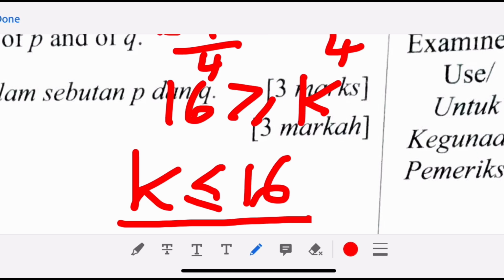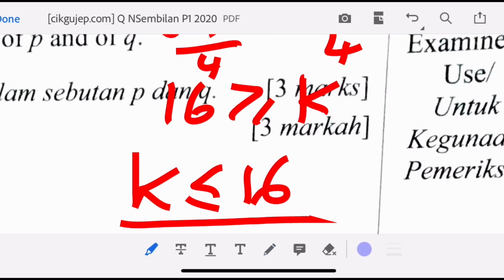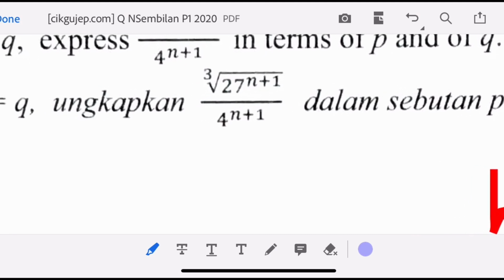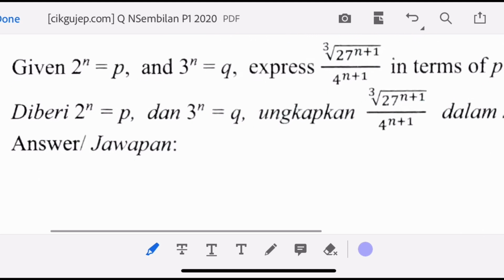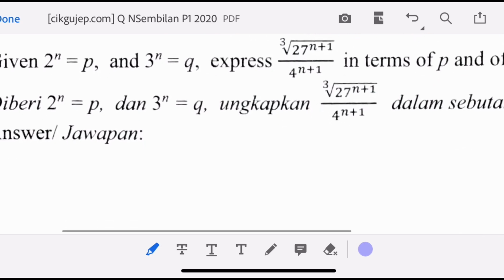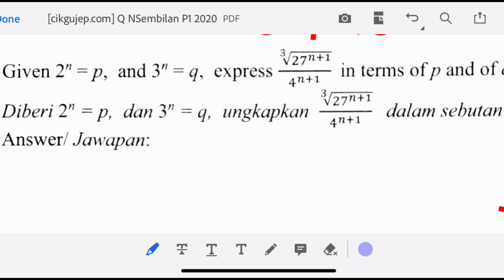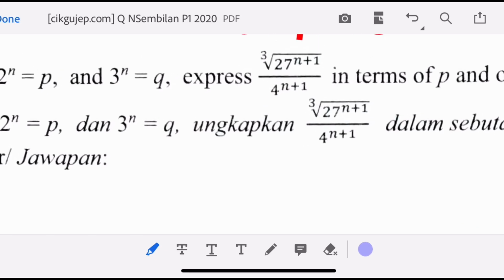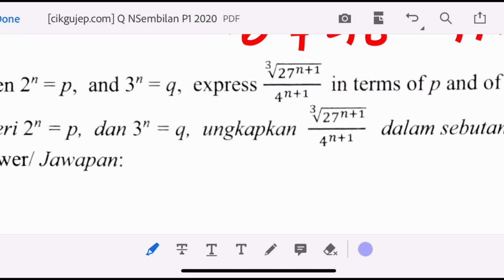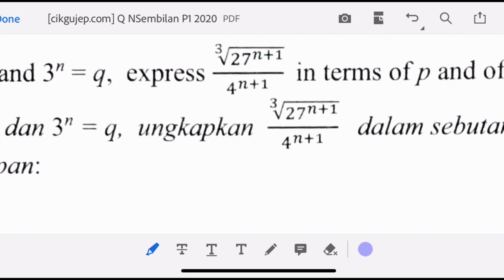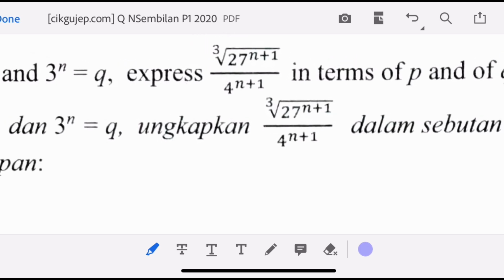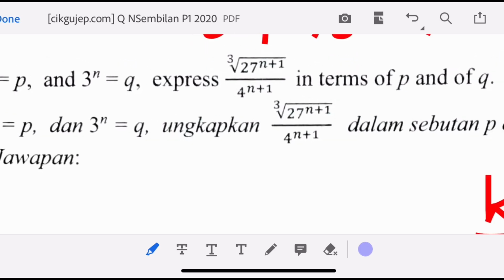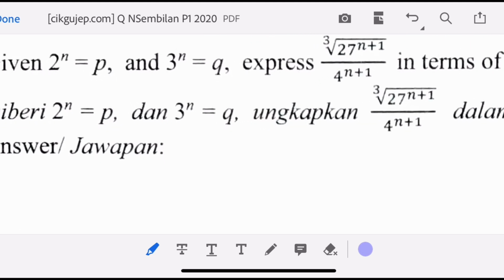And you notice that the question is very long-winded and very challenging because it comes with the basic concept of the quadratic function. Now let's proceed to another one, which is indices. Okay, you're given 2 power n equal to p and 3 power n equal to q. Express the cube root of 27 power n plus 1 over 4 power n plus 1 in terms of p and q.